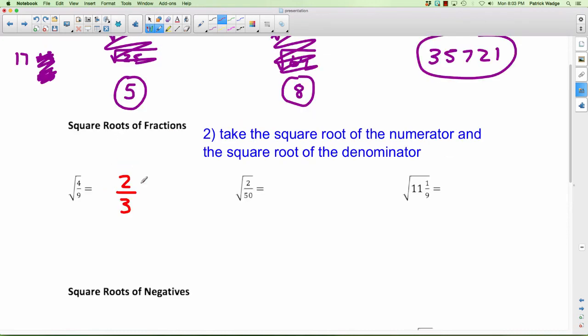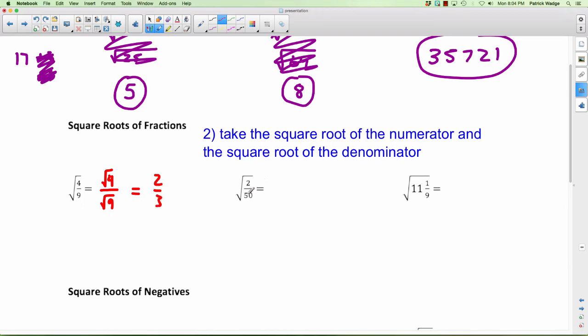There's your answer. By the way, another way maybe I should have written this. This is the same as the square root of 4 divided by the square root of 9. Right? If you have one giant radical sign, you can split it into the top, the numerator, and the denominator, and we get our 2 over 3.